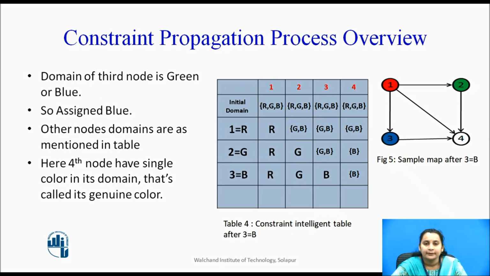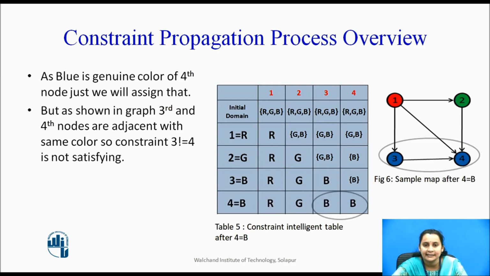In the 3rd step, we have assigned blue color to the 3rd node. Now we can see the first node is red, the second is green, the 3rd is blue, and for the 4th only one single color remains, which is called the genuine color. There is no other option for this 4th node. So by default we have assigned blue color to the 4th node, but we can see in the graph and in the table that 3 and 4 have the same color. So this is called a dead end.